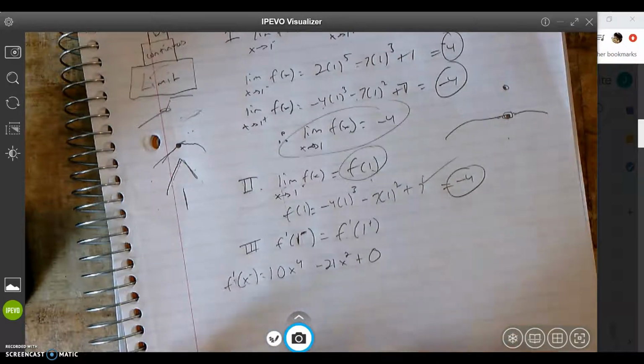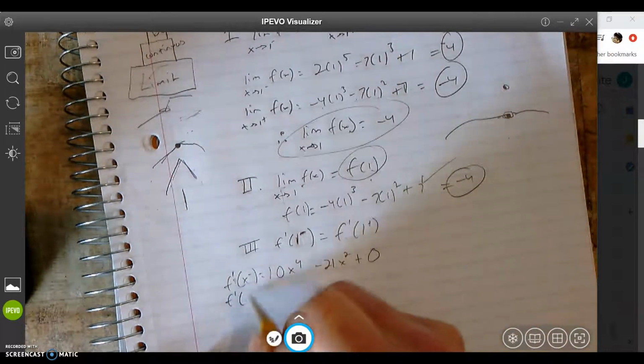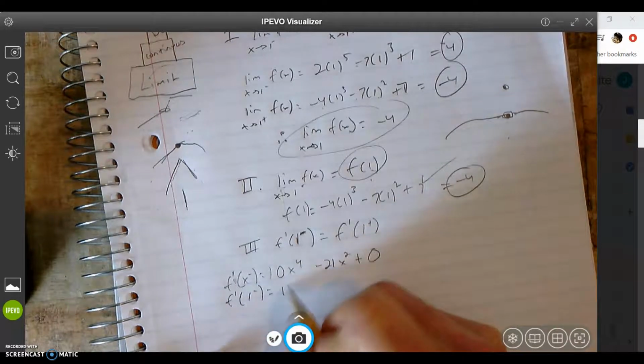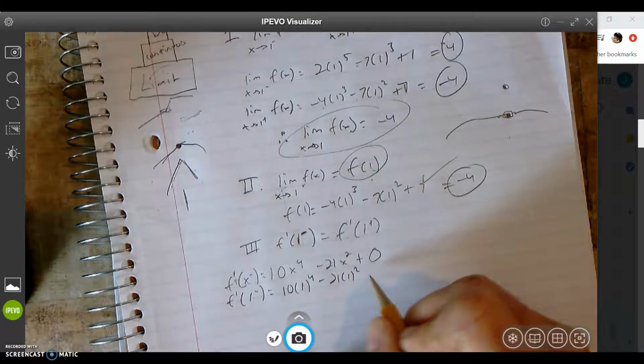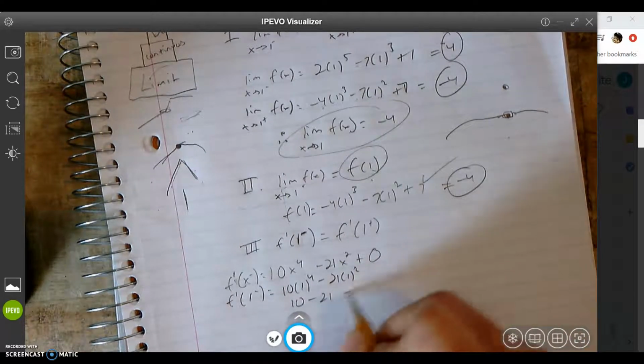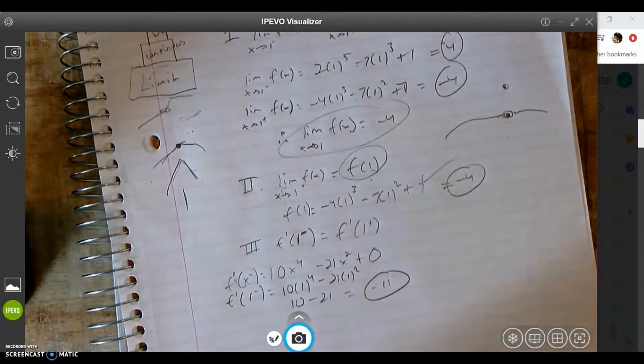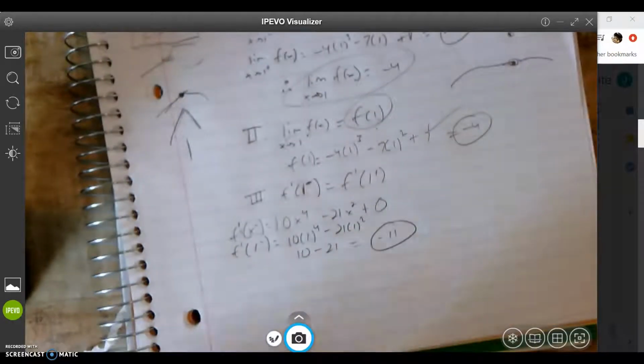Cool. So now I'm going to plug in 1. It's going to be 10 times 1 to the 4th minus 21 times 1 squared, which is 10 minus 21, which is negative 11. There you go. Okay, next one.